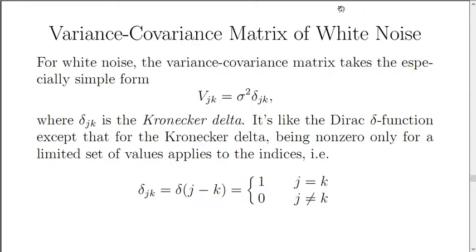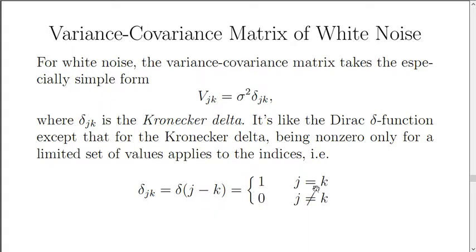For white noise, the variance-covariance matrix has an especially simple form. It's just equal to some constant, which is sigma squared, the variance of an individual value, times this quantity, which is called the Kronecker delta. It's kind of like the Dirac delta function, except that for the Kronecker delta, it's non-zero only for a limited set of values, applies to the indexes, the subscripts. Delta sub jk is equal to the Dirac delta function of the difference between the index values.